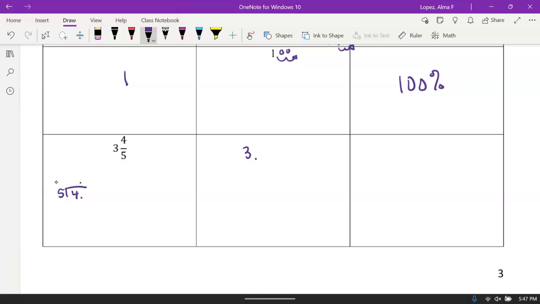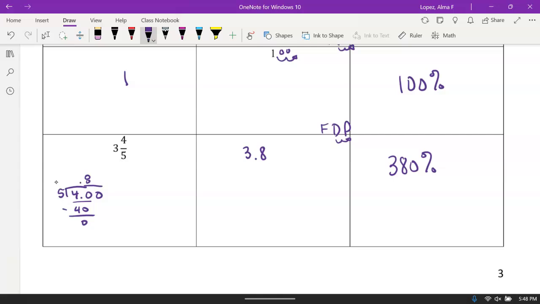5 divided into 4. I need some zeros. 5 doesn't go into 4, but it does go into 40 8 times. 8 times 5 is 40. And it went into it evenly right away. So it is 3.8. To get my decimal to a percent, FDP, you're going to move it 2 to the right. So it'll be 380%.